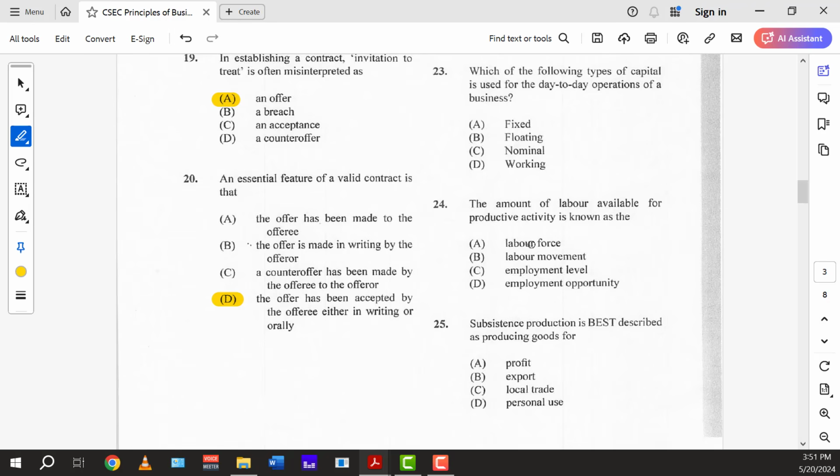Which of the following types of capital is used for the day-to-day operations of a business? Fixed, floating, normal, or working? Best answer is another D. Working. A lot of D's, man.